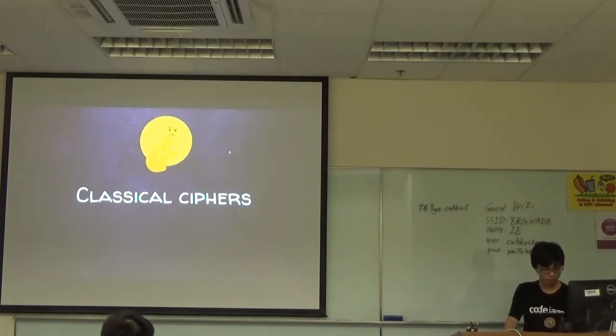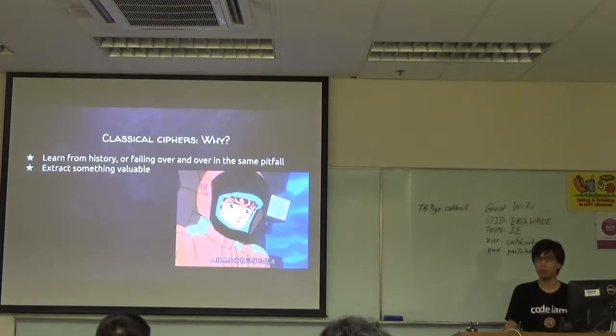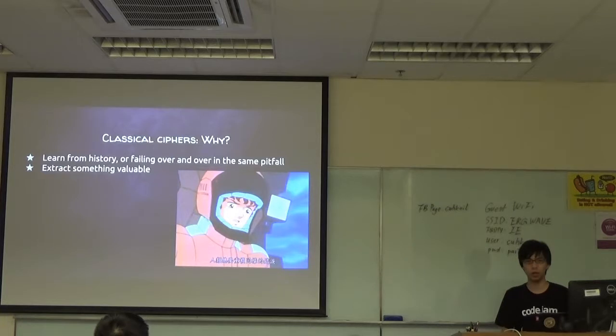Okay, so let's enter a second part, which is slightly more difficult than what I've mentioned before, classical ciphers. Why do we need to learn classical ciphers in cryptography or in CTFs? Because we need to learn from history, so as to avoid mistakes made in the past. Otherwise, you will always repeat the same errors over and over. And more importantly, we need to learn from history to extract something valuable from the past. What are those? Now, let's see.